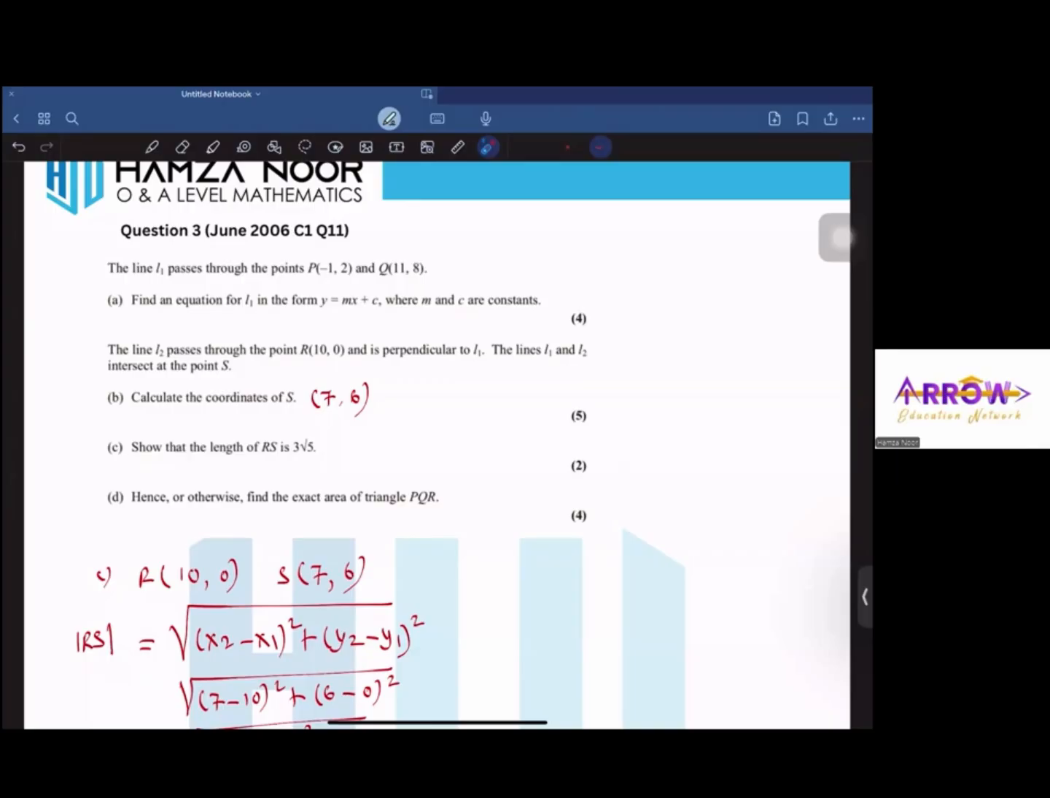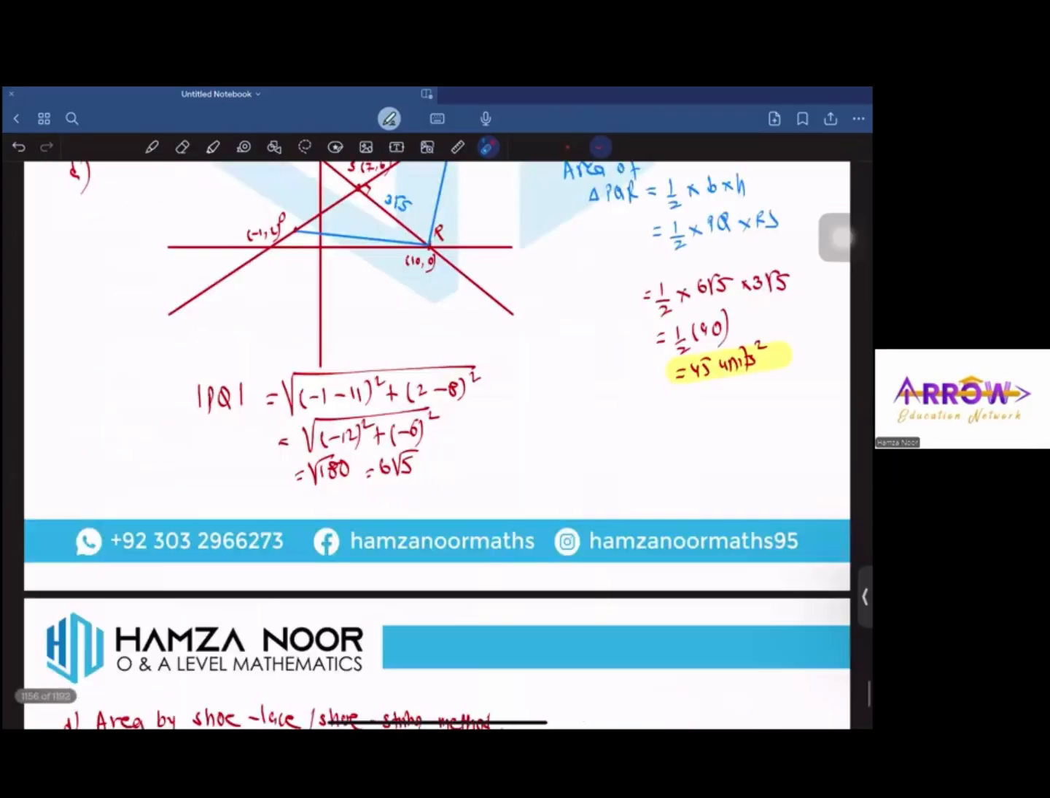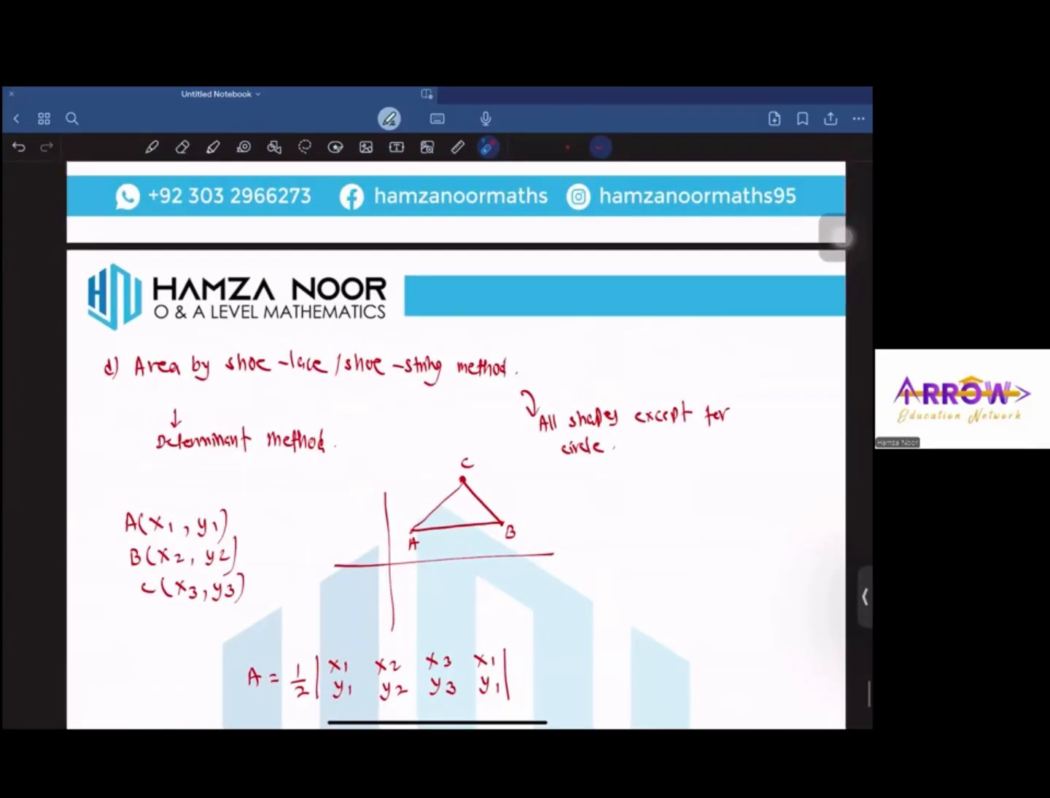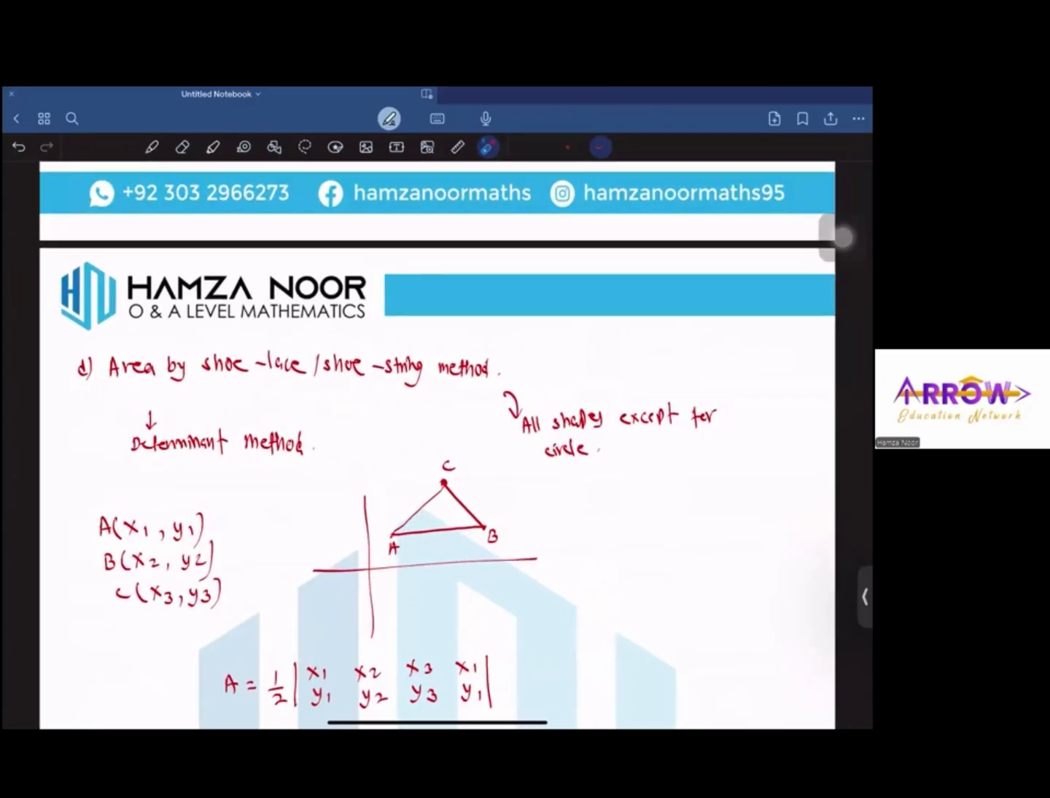And one more thing before actually moving on to the next question, I need to tell you why this method, area by the shoelace shoestring method, cannot be applied to a circle. It can be applied to all shapes except the circle, meaning only shapes which have edges: quadrilateral, parallelogram, trapezium, four-sided figure, five-sided figure, pentagon, hexagon, octagon, these types of things. So this would only apply to these particular shapes.